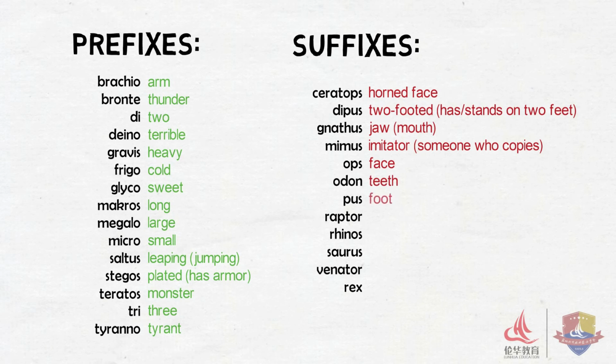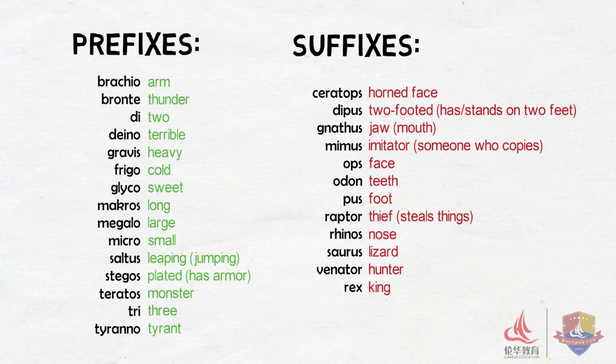Pus means foot. Raptor means thief, someone who steals something. Rhinos means nose. Maybe you remember that from the animal rhinoceros. Saurus means lizard. Venator means hunter, and Rex means king. I know that's kind of a lot, but really there are so many more. We're just looking at a few here to get you started.